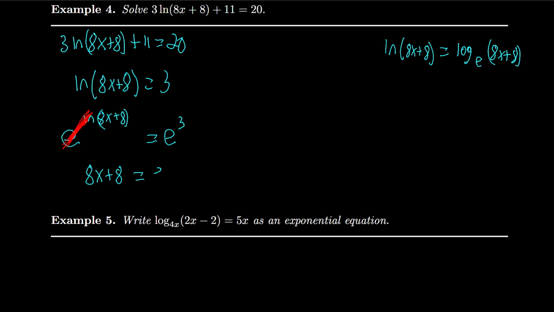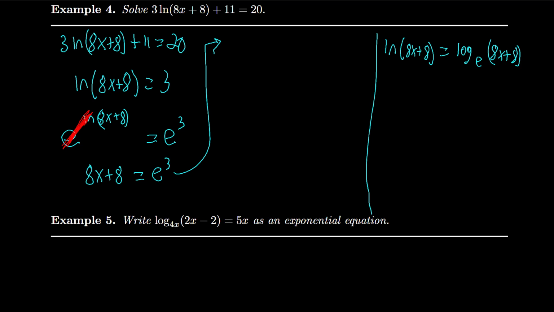On the right-hand side, e to the third. Remember, e is just a number. It's about 2.718. Well, a number to the third power is just another number. This whole thing over here is just a number. So just treat it like a constant. That's all you got to do. So let's divide this.